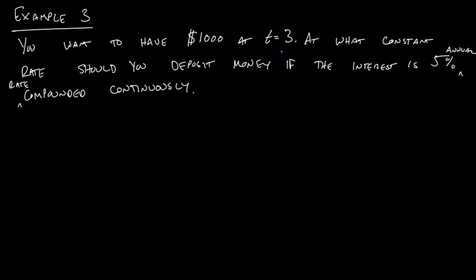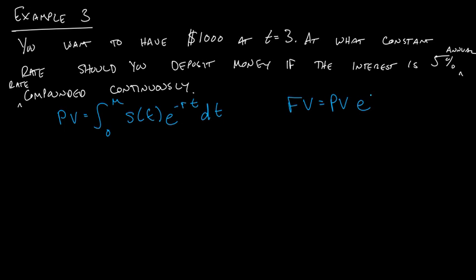And so let's just remind ourselves what the formulas are that we have. The first formula is that the present value is equal to the integral from 0 to M of s of t e to the negative r t dt. And the other formula is that the future value is equal to the present value times e to the r capital M. Now, what are the different numbers here? Well, this 1,000, that is my future value at this value for M. This is obviously my R, and then from here we can start to fill some things in.